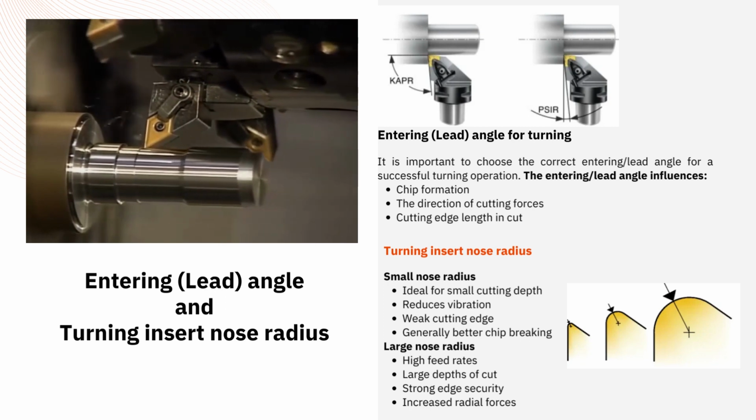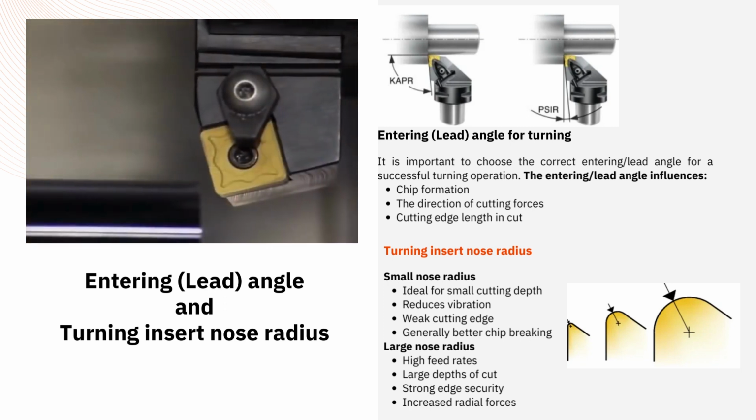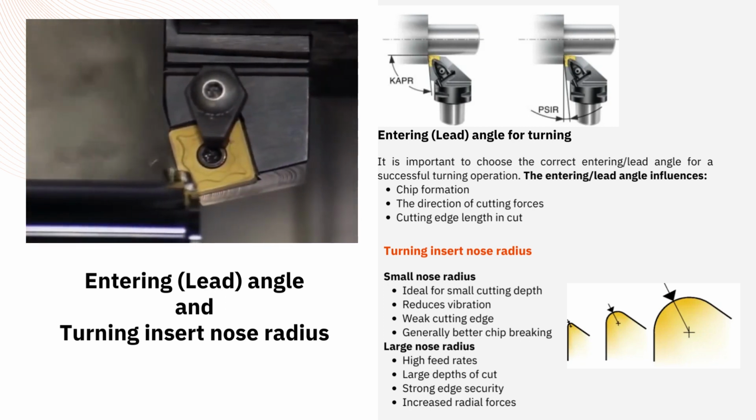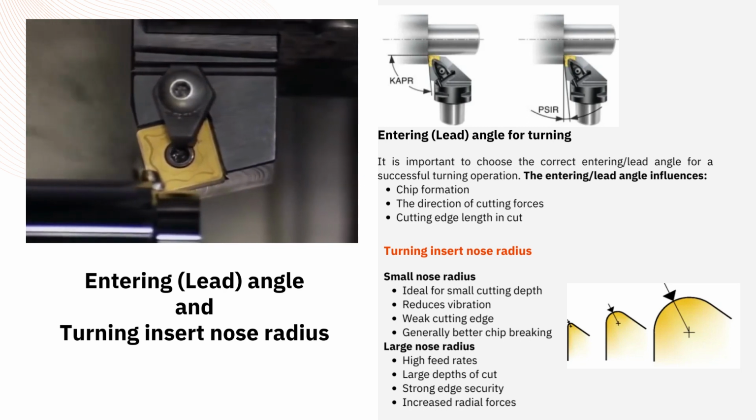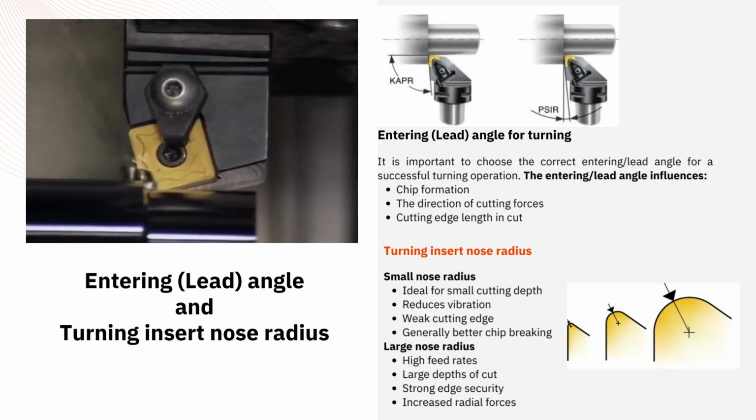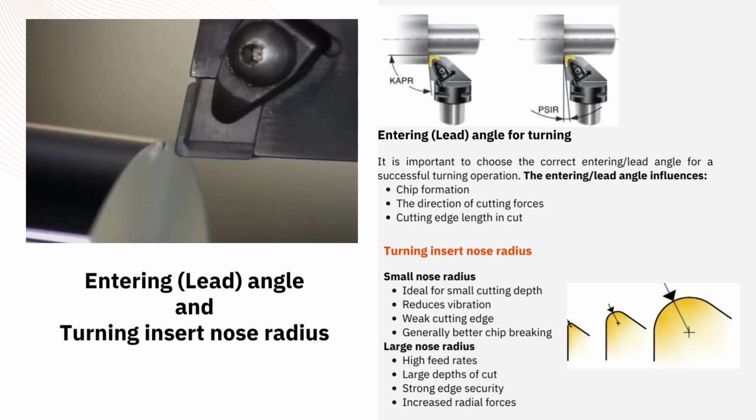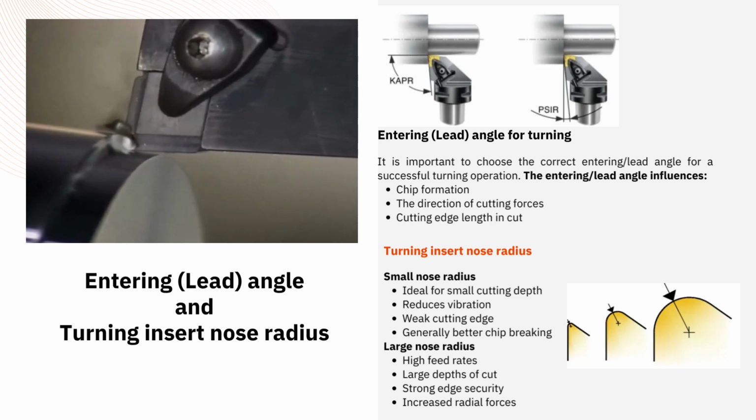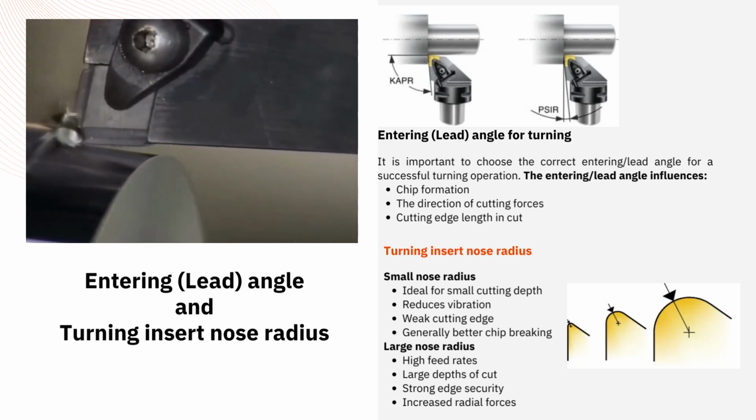Small nose radius, ideal for small depth of cut. At a small nose radius, vibration is reduced, but insert strength is also reduced. A large nose radius is preferred for higher edge strength, high feed rates, and large depths of cut.